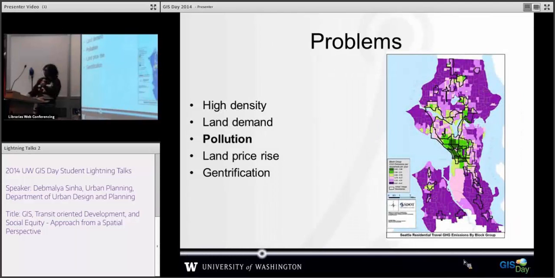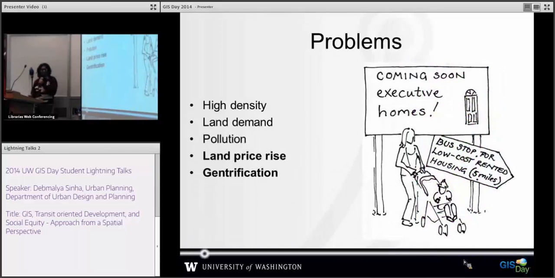The overall pollution gets reduced, but it's concentrated in a small area. So ultimately while you are walking or biking, you are exposed to a dense pollutant environment rather than if it were spread over. Land price rise and gentrification is another one.